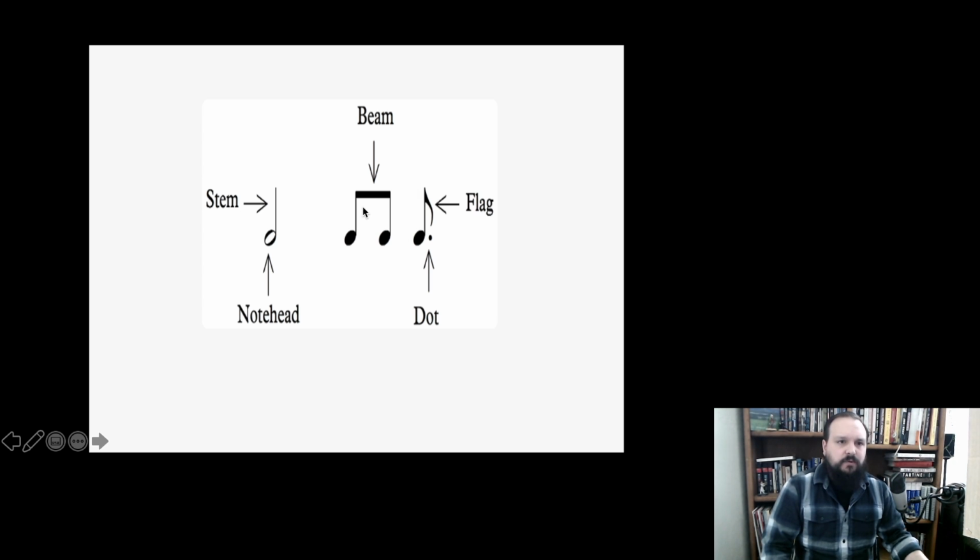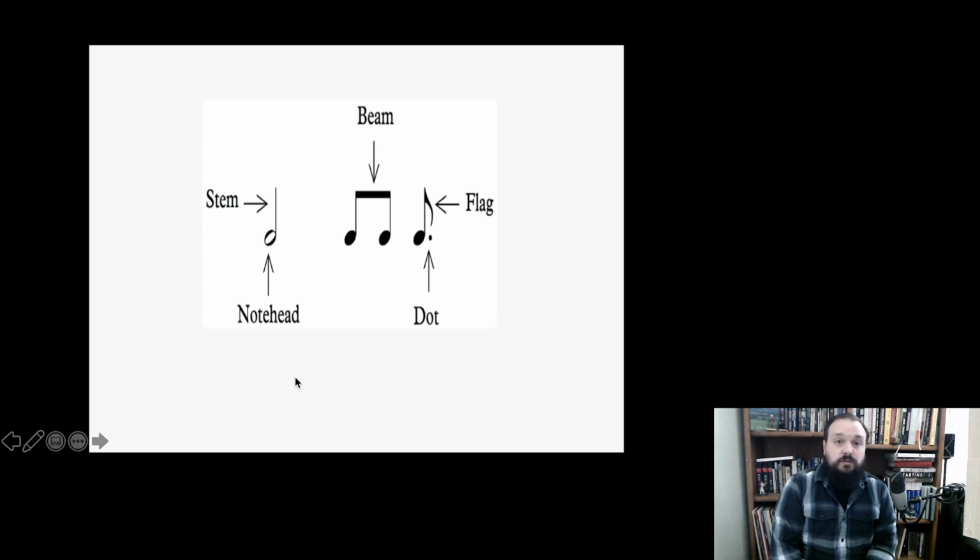Let's see if we can quiz a little bit. What part of the note am I pointing to right here? If you said stem, you are correct. What about this part of the note? If you said note head, you're correct. What about this part of our notation? It's called the beam. If you said beam, you're correct. And what about this part? This part's called the flag. If you said flag, you were correct. We'll worry about the dot later.